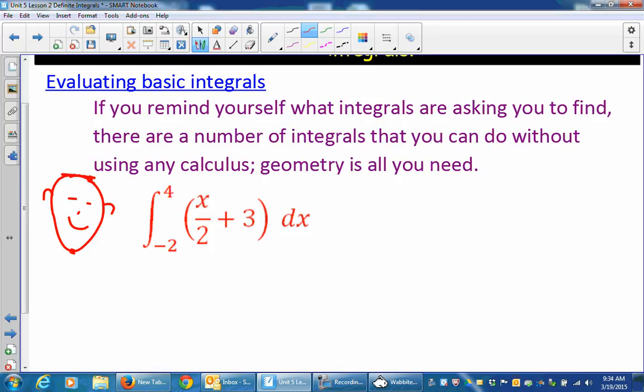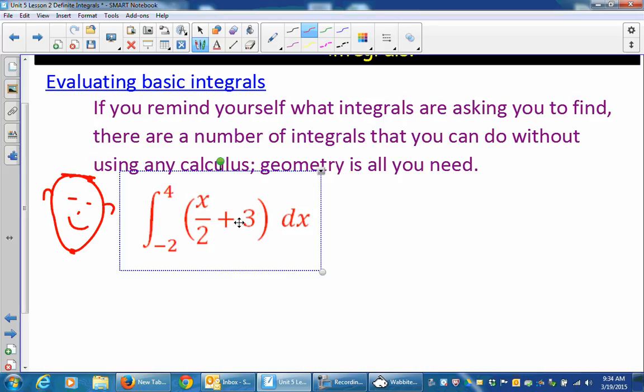Who can tell me, what does this mean? So, I mean, you got the function x over 2 plus 3, and you look between -2 and 4 to find the area under the curve. Good. You're finding the area under this curve, this function, between -2 and 4, with infinite rectangles. You don't have to use infinite rectangles, and that's where geometry is coming into play. Geometry is all you need.